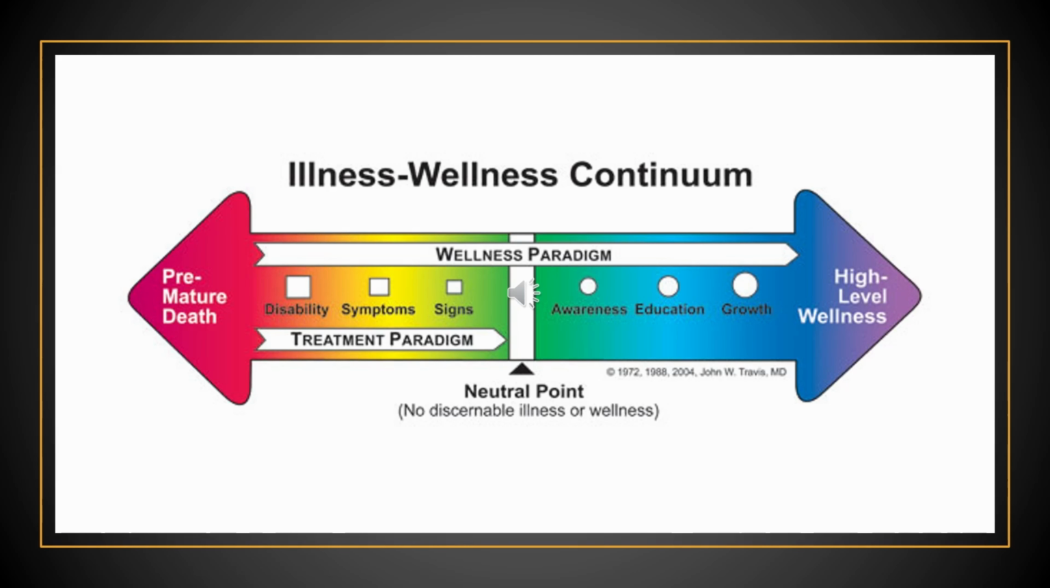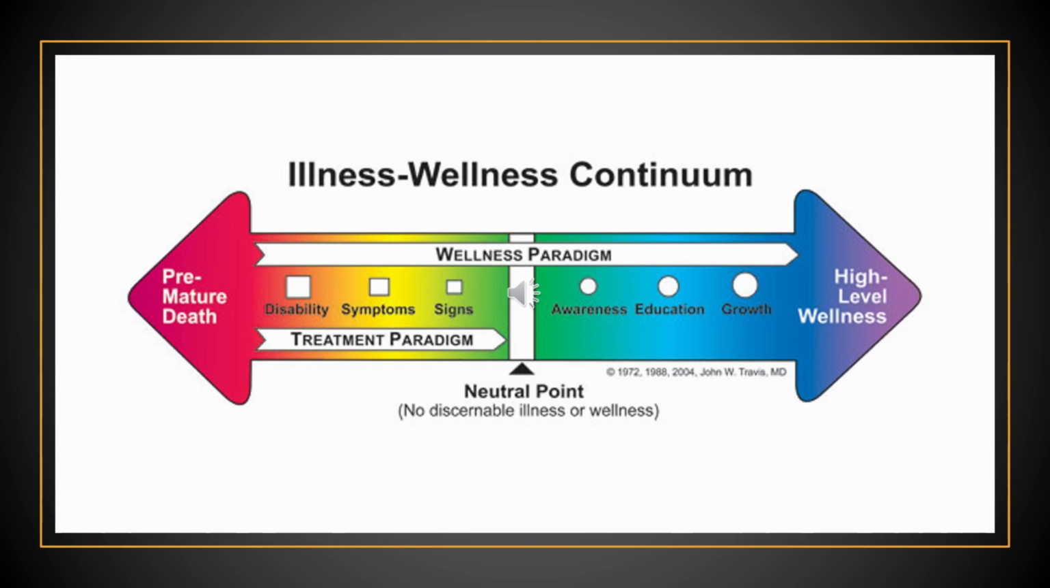So in simple terms, if you become ill, treatment is most important. But don't stop at the neutral point where you get treated for the symptoms, signs or the disease condition. You should not stop there, but instead move towards the wellness paradigm, towards the highest level of wellness. So the illness-wellness continuum proposes that an individual can move farther to the right towards greater health and well-being. How can he or she move towards a high level of wellness? Through awareness, education and growth.